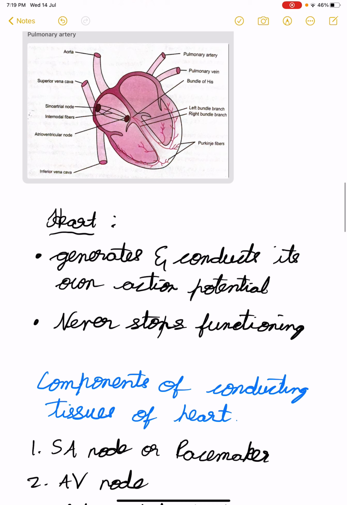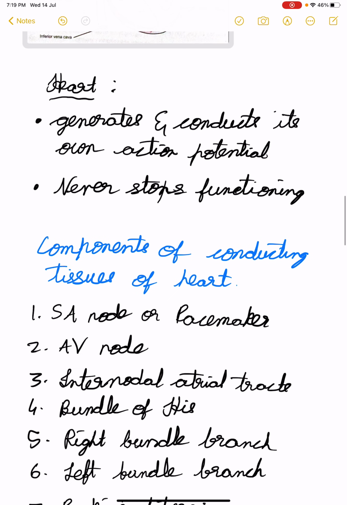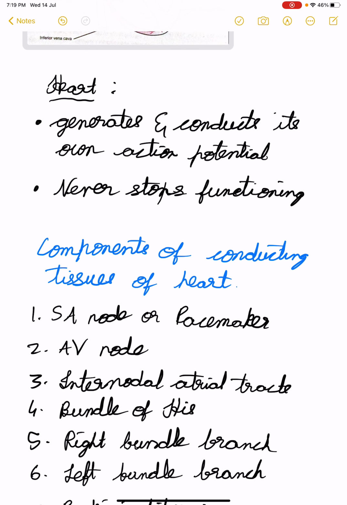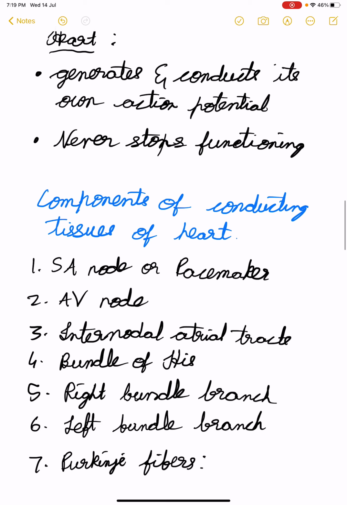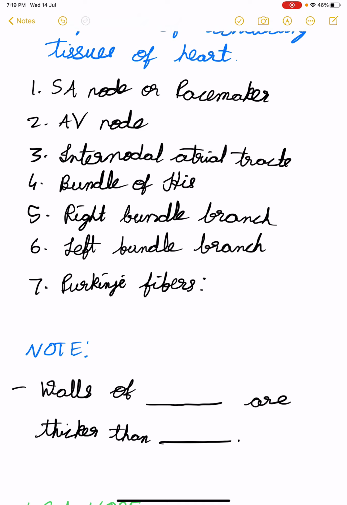Let us study the components of the conducting tissues of the heart. As I said, the SA node, which is also called the pacemaker. Then we have the AV node, and internodal atrial tracts, which connect the SA node and AV node. Then the AV node is continuous as the bundle of His. Then the bundle of His divides into right and left bundle branches. And in the end, it terminates as Purkinje fibers. See, this is an important note. It is a line directly taken from your textbook.